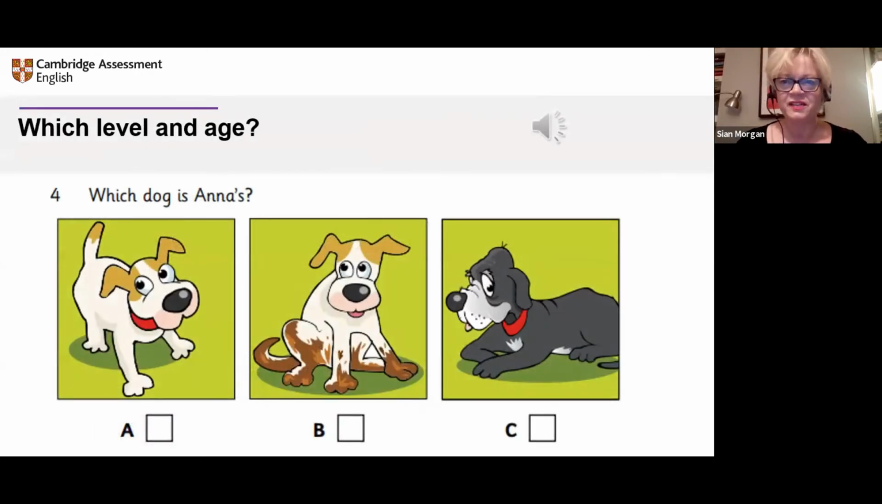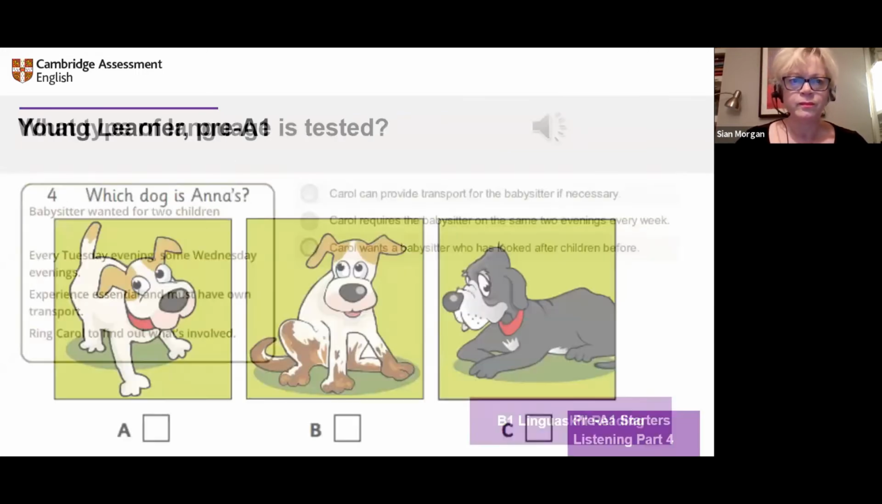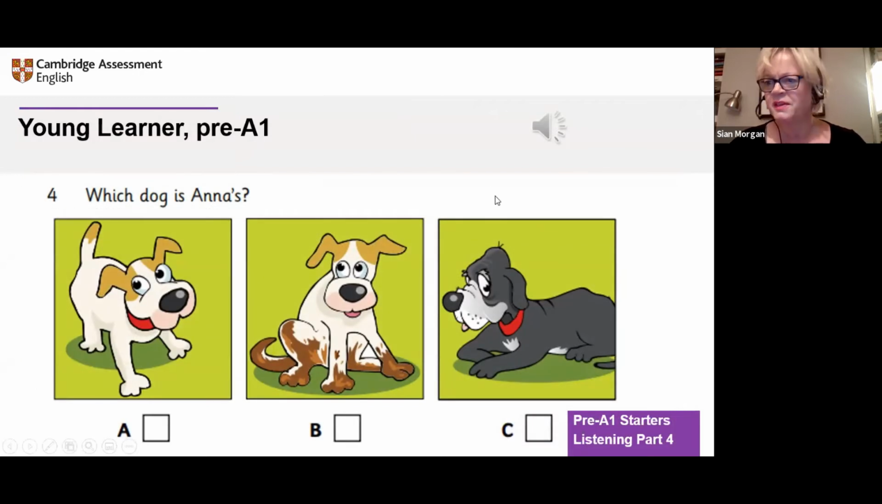Now I'm going to see if I can get the tech to work here. Let's look at a listening task from one of our tests. Listen to the recording, and then if you want, you can type in what level and age group you think this is aimed at. Fingers crossed that it goes well. Okay, and I haven't got the answer, but let's see if you can guess what answer this is.